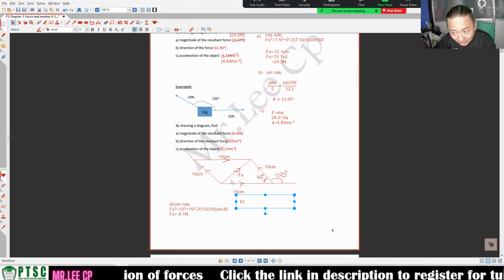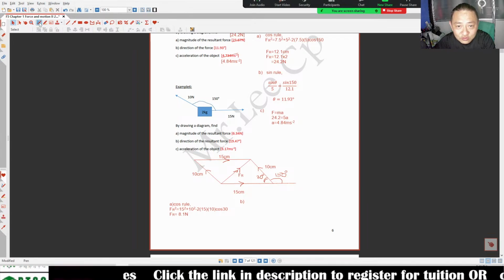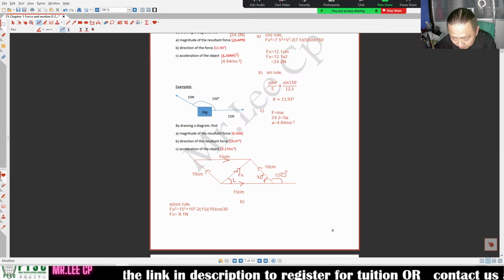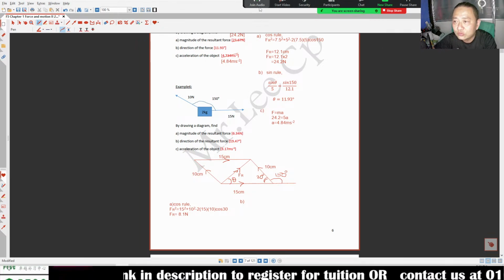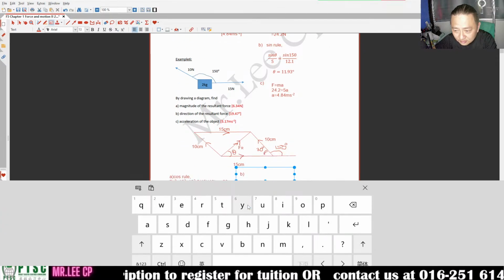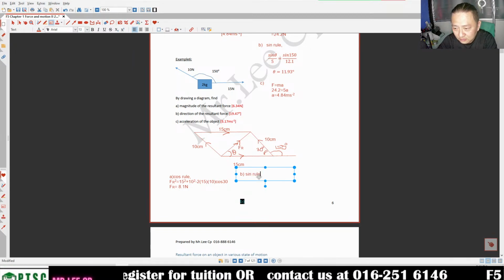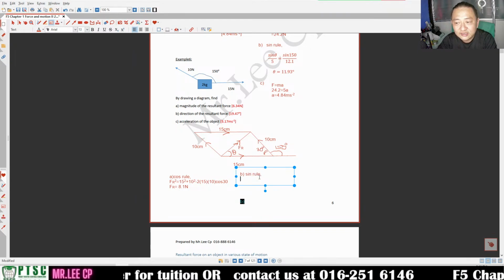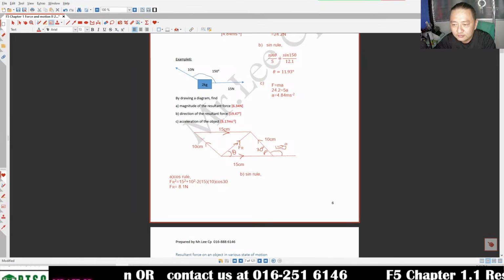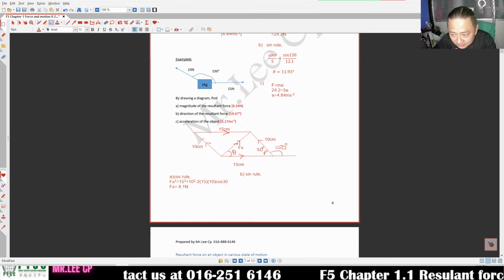Okay. Now the angle also, we are going to measure this angle. So I want to find this angle. Help me to find this angle. Use the sine rule to get me this angle. Help me. Is it this one or this one? Help me.